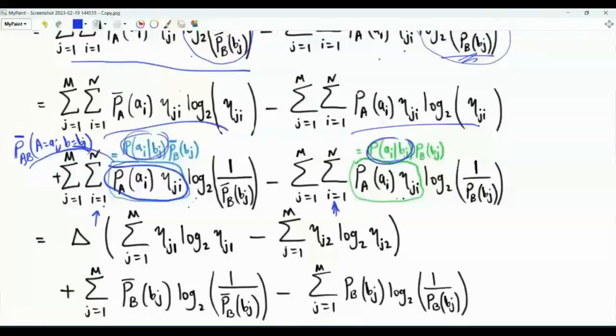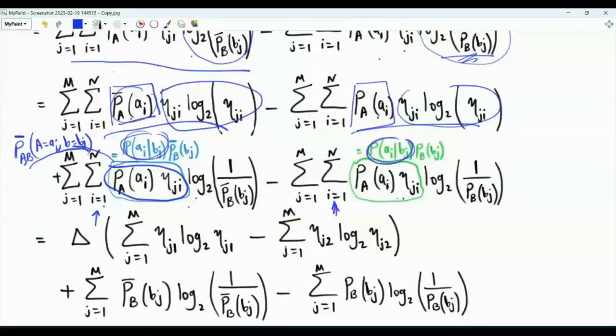Now, what about those two guys? Note that these terms are the same, are common between the double sums. And what we have here is a summation using the new PMF, and here a summation using the old PMF. Now, if the random variable A is equal to A3 or A4 all the way to AN, these two probabilities are exactly the same. All those terms will cancel out. The only two survivors are when I is equal to 1.